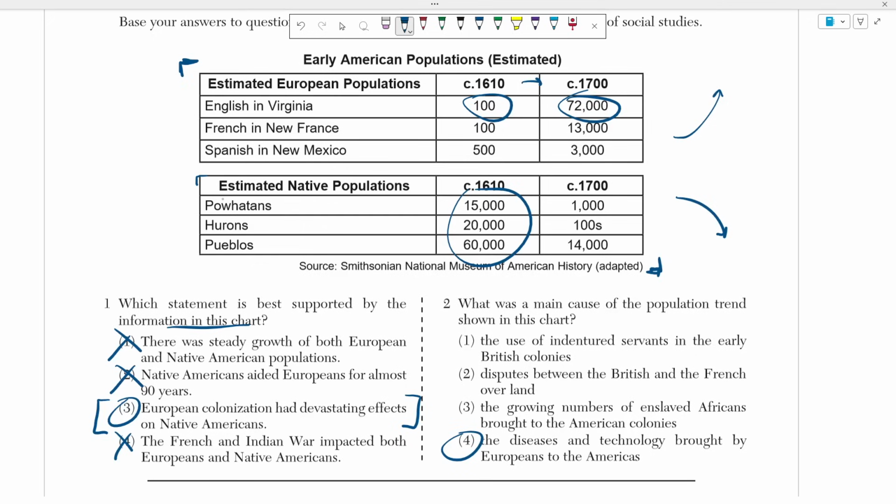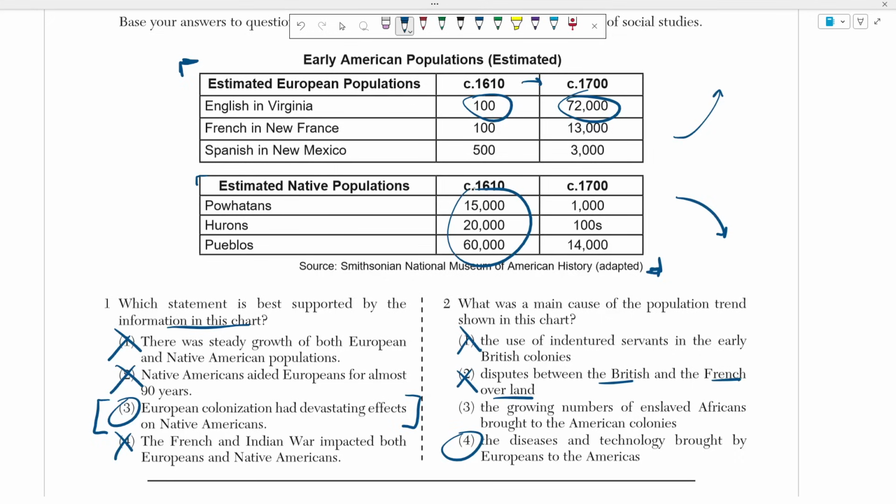At the same time, when Europeans and Native Americans would fight, the Europeans would have superior technology, which would lead to devastating casualties on the Native American population in those conflicts, right? Choice 1, again, we're not talking about indentured servants, we're talking about native populations. Choice 2 is wrong because disputes between the British and the French over land would have effects on the British and the French.